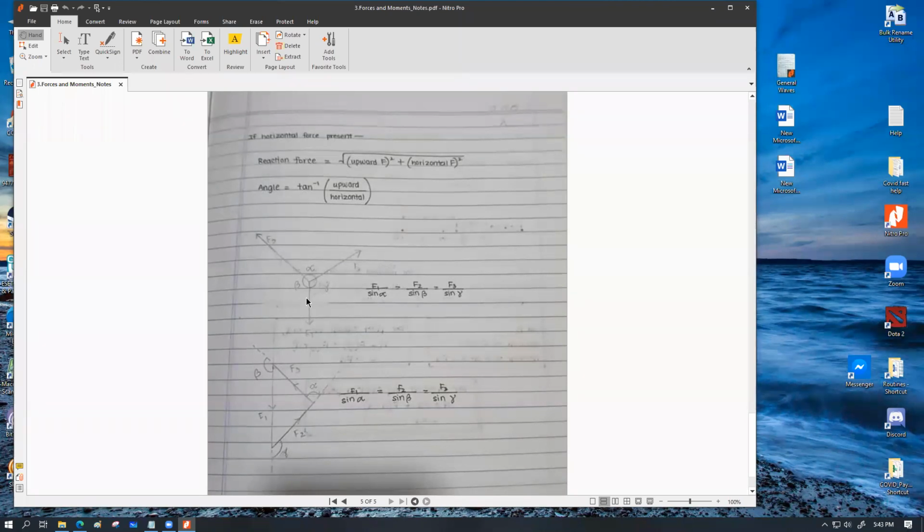So the way I've written this formula, have a look: F1 divided by the sine of the angle between the other two forces. So F1 divided by the opposite angle of F1. For example, here F1 is working vertically downwards, and alpha is the angle that is opposite to this one. And the opposite angle for F3 is gamma, the opposite angle for F2 is beta. So this is the ratio that we have.